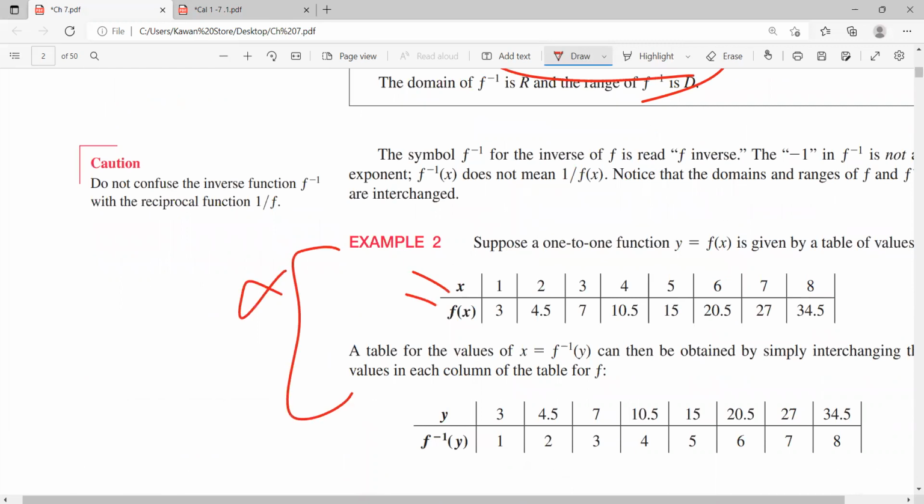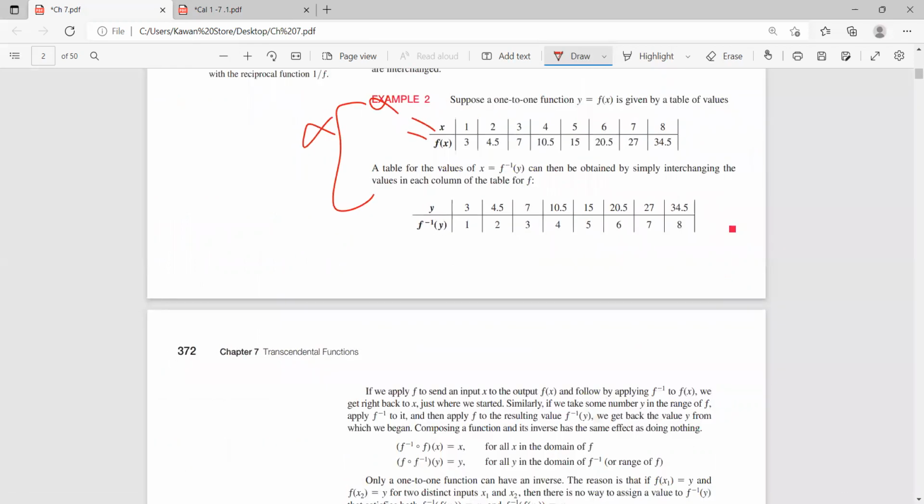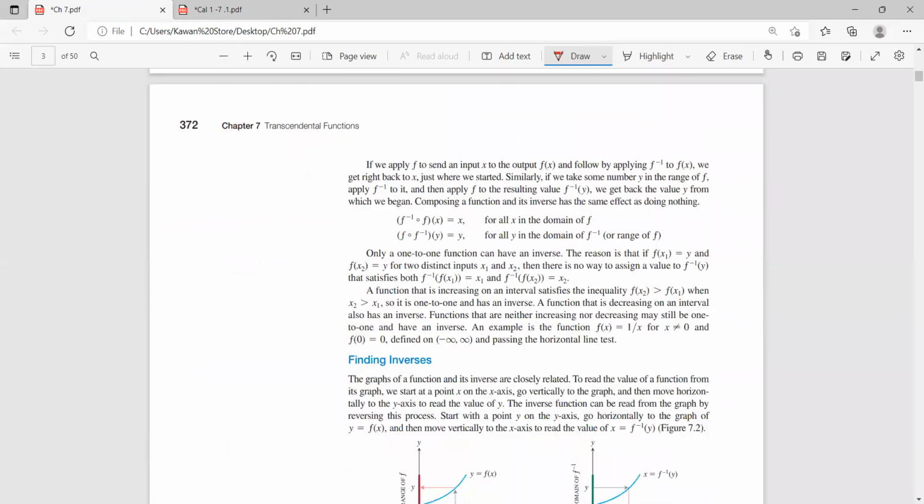I'm not interested in that example. Example number 2, so directly I'm going to example number 3, because example number 2 actually is not telling about anything. We have this note. I'm going to talk about that note.